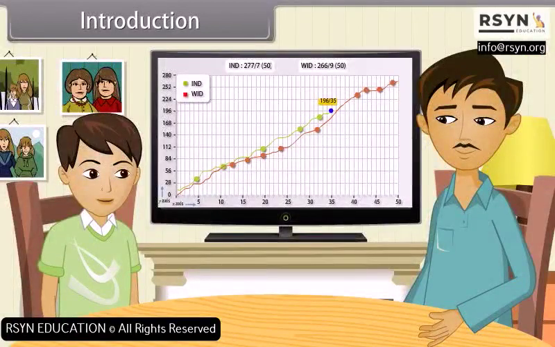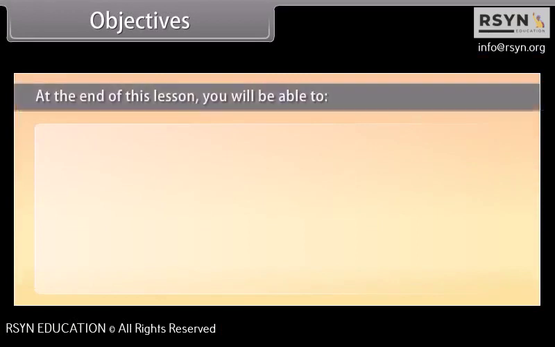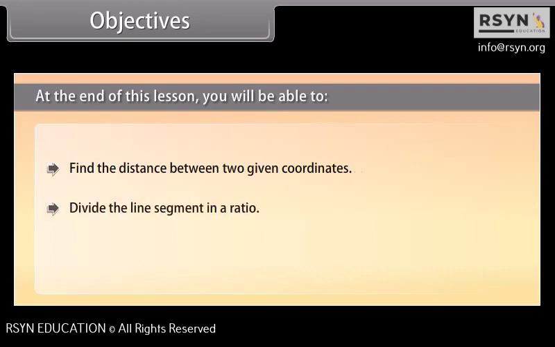Okay, can you tell me more of this? Yeah, sure. In this lesson, you will learn the concepts of coordinate geometry. Objectives. At the end of this lesson, you will be able to find the distance between two given coordinates, divide the line segment in a ratio, and find the area of a triangle when its vertices are given.